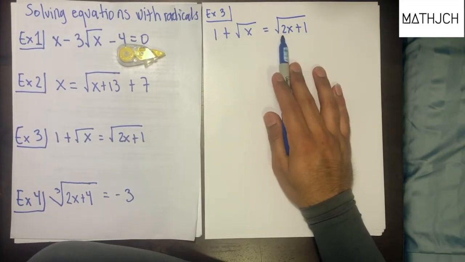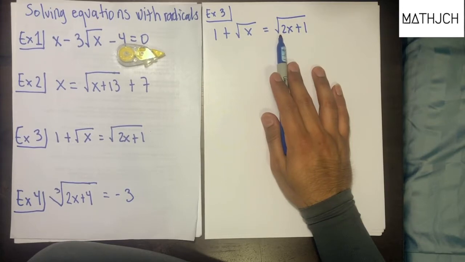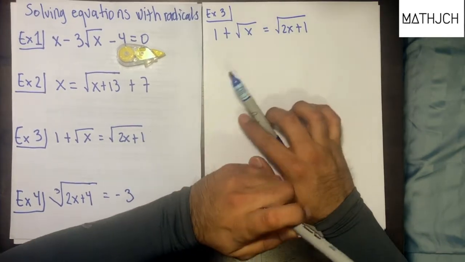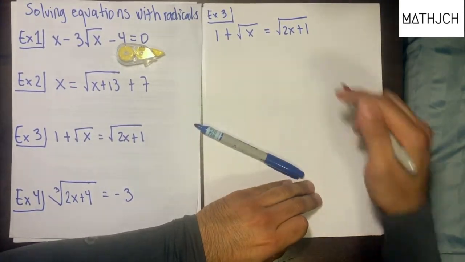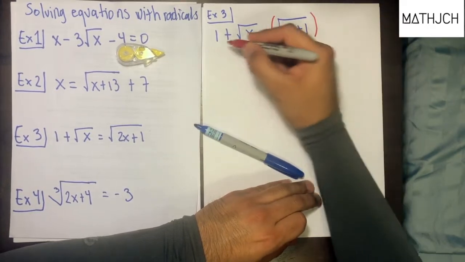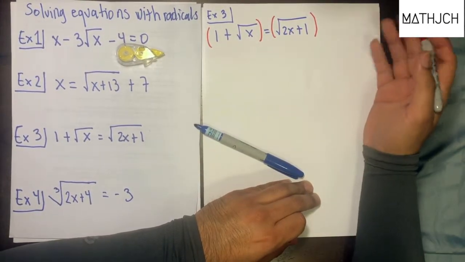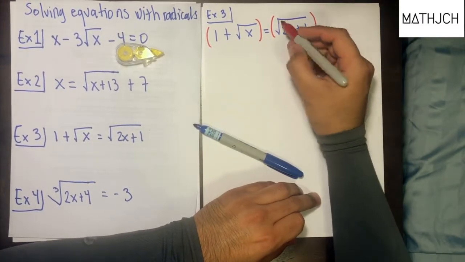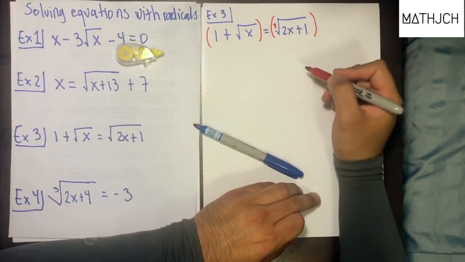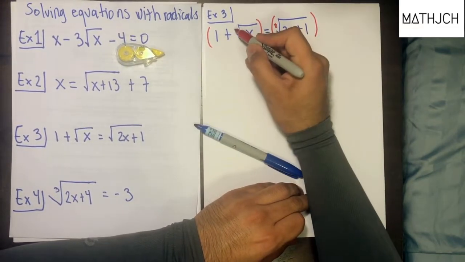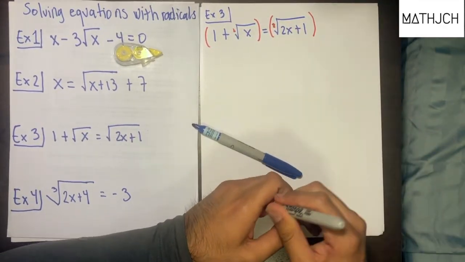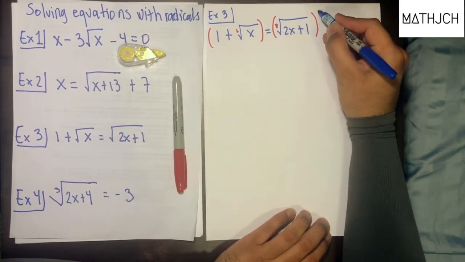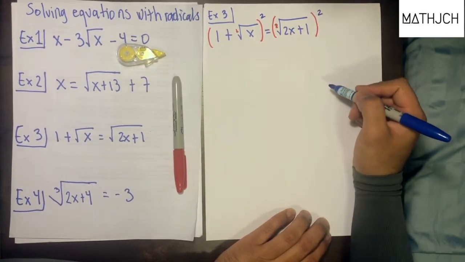The next step is that we want to get rid of one of the radicals. The radical that is by itself, in this case this one, right? So what we're gonna do is raise both sides to a power. But what power is it gonna be? Is it gonna be 2, 3, or 4? It will all depend on the index of the root. In this case, our index is automatically 2 because it's not given, so we assume it's 2. So our power has to be the same as our index. In this case, our index is 2, so we're gonna raise both sides to the power of 2.